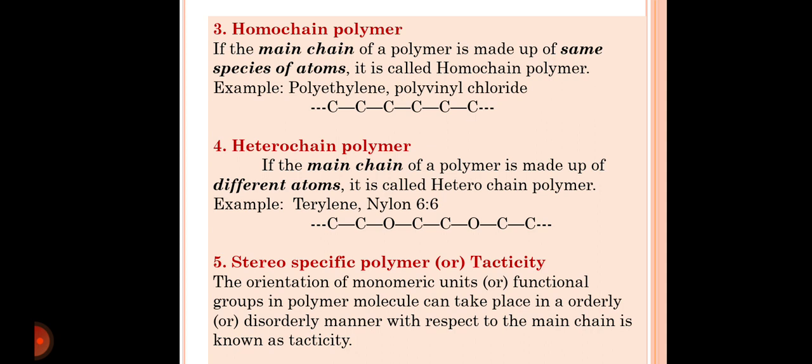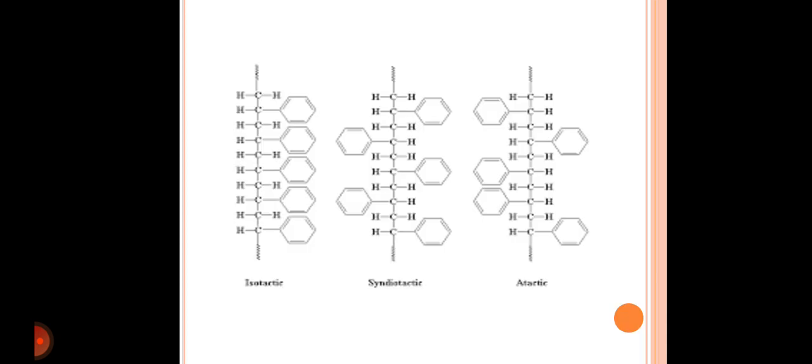Stereospecific polymer, which is also called as tacticity. So the orientation of monomeric units or functional groups in a polymer molecule can take place in an orderly or disorderly manner with respect to the main chain. It is called tacticity. So the tacticity is classified into 3 types, which is isotacticity, syndiotacticity and atacticity.